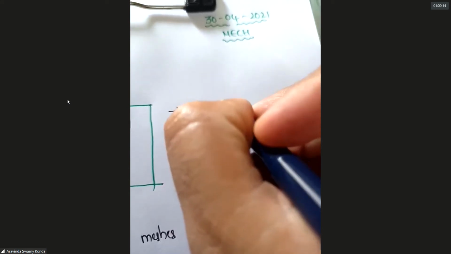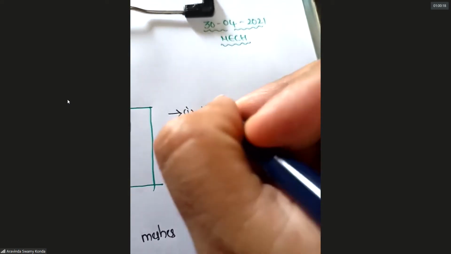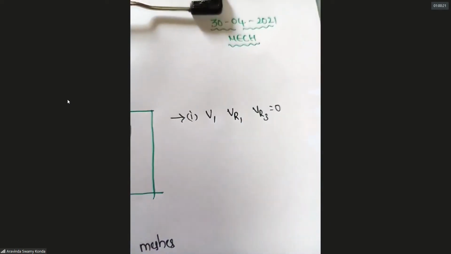No, sir. We have to write first V1, and VR3 equal to 0. Then summation, so plus or minus, let's see.